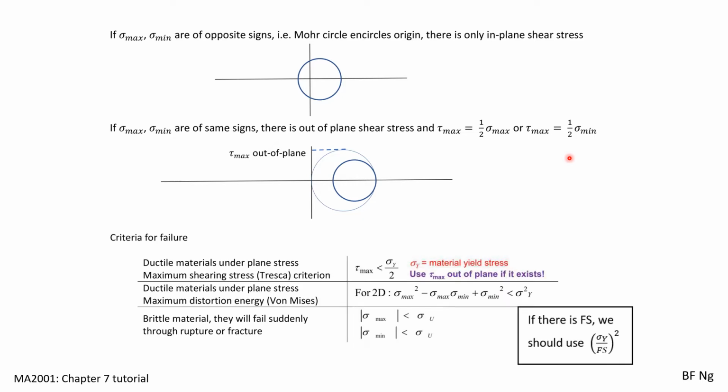Now that we know the maximum normal and shearing stress, we will want to design the materials such that they are above these values. And there are several criteria for failure. For ductile materials, we have the maximum shearing stress criteria. For ductile materials as well, we have the maximum distortion energy criteria, which is the Von Mises criteria. For brittle materials, we have the ultimate normal stress criteria. If there is a factor of safety, we will want to ensure that the factor of safety is accounted for appropriately.